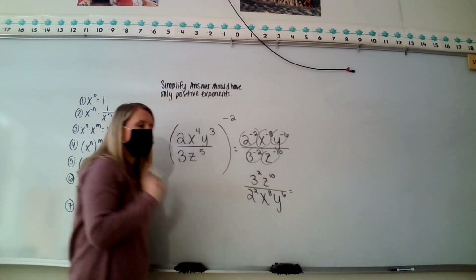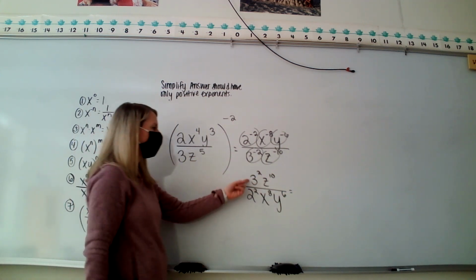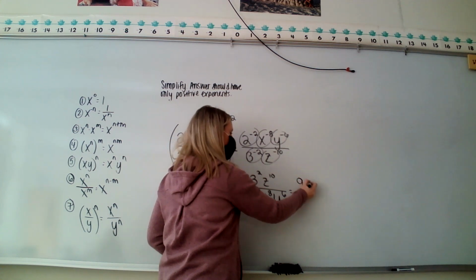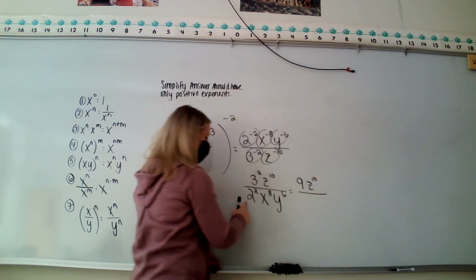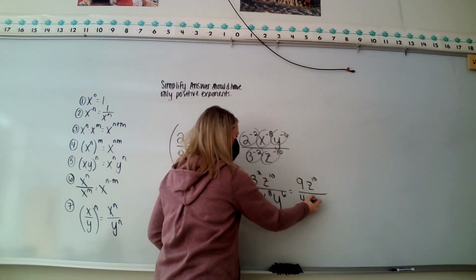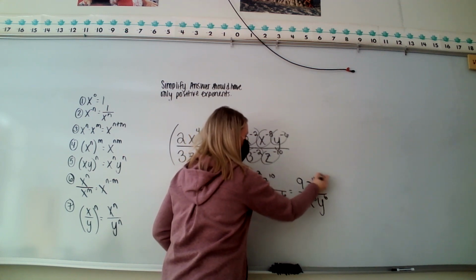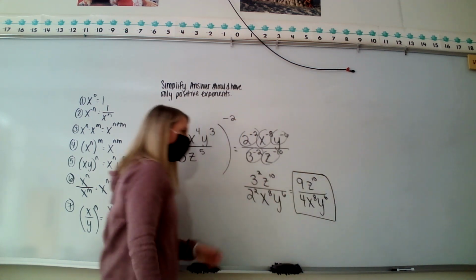And then we do always make sure if we have number bases that we do simplify them. 3 squared is 9. 2 squared is 4. And there's nothing else we can do. That would be your final.